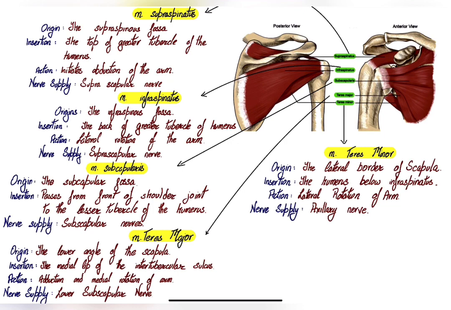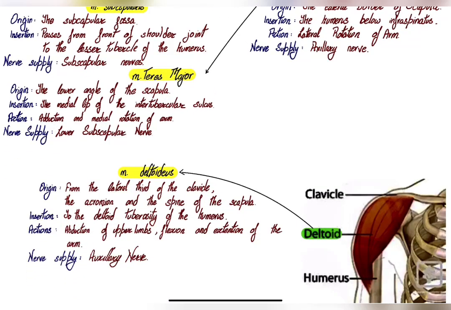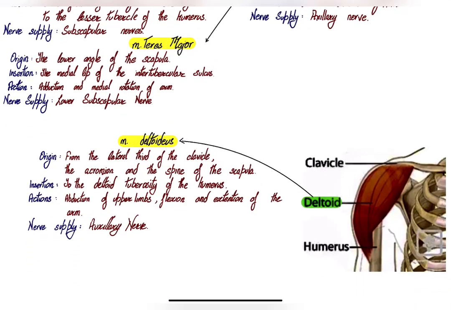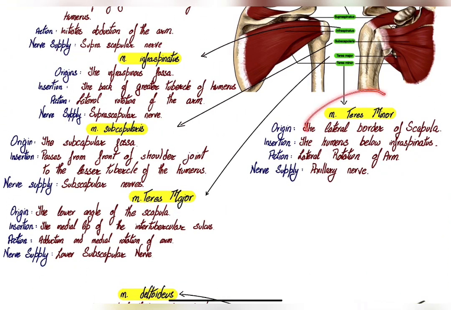laterally rotating the arm. So the next muscle is one of the most important muscles and is the deltoid muscle, which is located on the superior surface of the shoulder or the pectoral girdle. Now it has three originations. The first one being the lateral third of the clavicle, the acromion, and the spine of the scapula. The insertion is the deltoid tuberosity of the humerus, and the action is abduction of the arm. So the nerve supply is the axillary nerve, which is the same as teres minor.